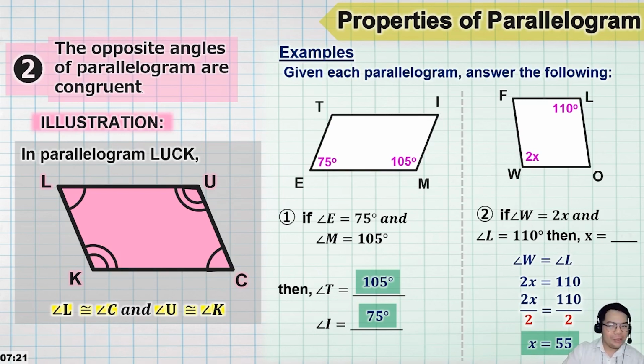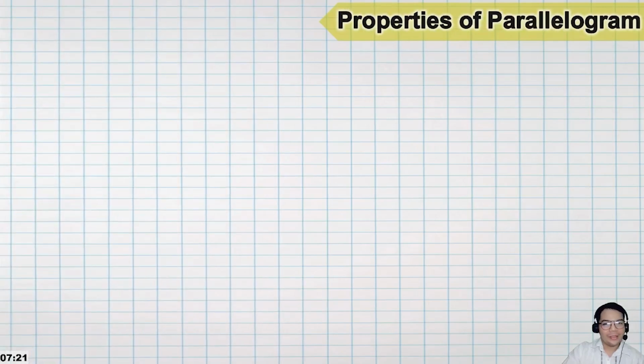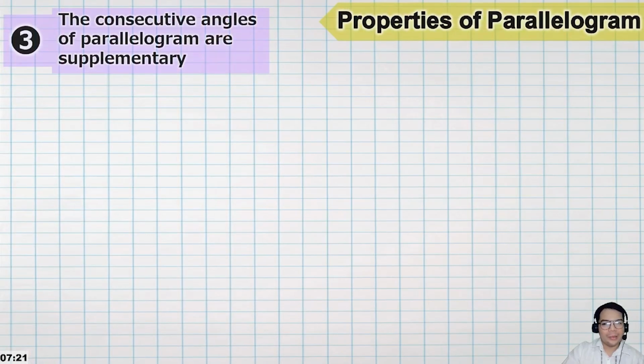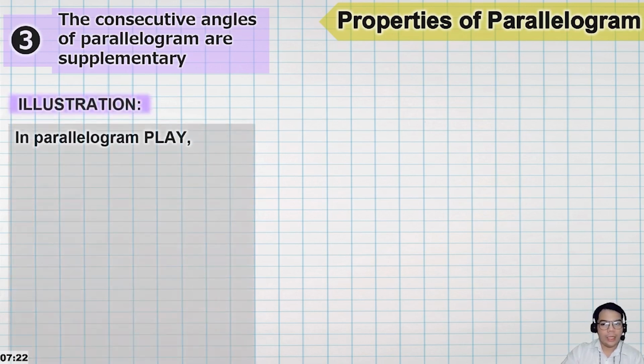Gets po? We can now proceed with the third property. So, the third property of a parallelogram is that the consecutive angles of a parallelogram are supplementary. So, what do we mean by consecutive angles? Di ba? Yan yung mga angles na magkakasunod when it comes to a given quadrilateral. At the same time, pag sinabi nating supplementary, that means ang sum ng dalawang angles na to, or pair of angles na to, will be equal to 180 degrees.